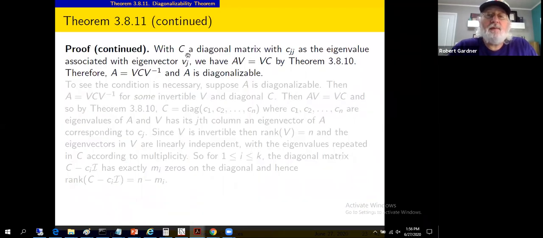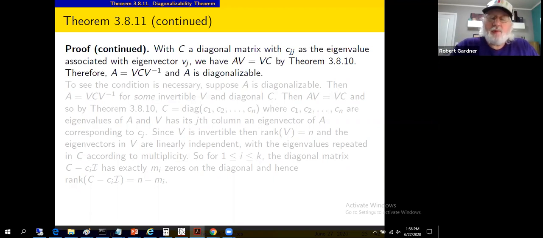and we'll use that to show that A is diagonalizable. So we'll let C be the diagonal matrix with the eigenvalues, as we always did when we did this diagonalization stuff, associated with corresponding eigenvectors. Then we have A times V equals V times C. Theorem 3.8.10 gives us that. We know V is invertible, so we can take this V, move it to the other side on the right to get a V inverse, and there's the diagonalizability of matrix A.